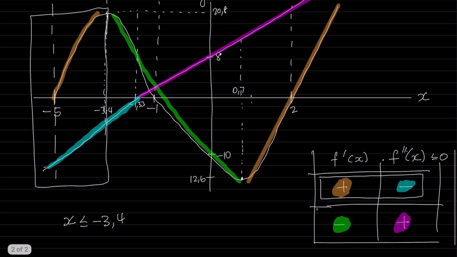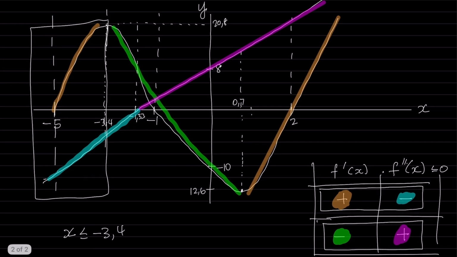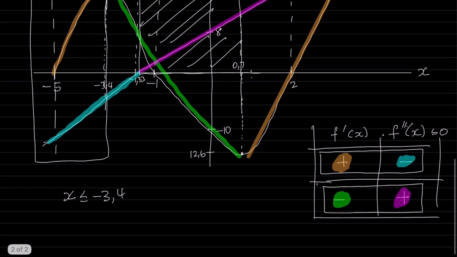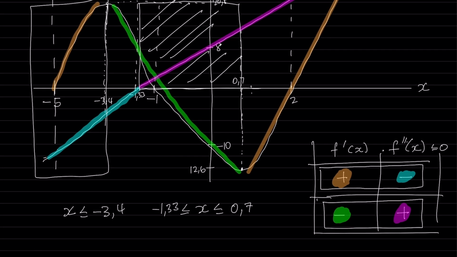Then I'm looking for the other color combination where it's green and pink. So green and pink starts from here, this minus 1.33, and it goes all the way up to here. So green and pink is in this region right here. And that is x must be between minus 1.33 and 0.7.